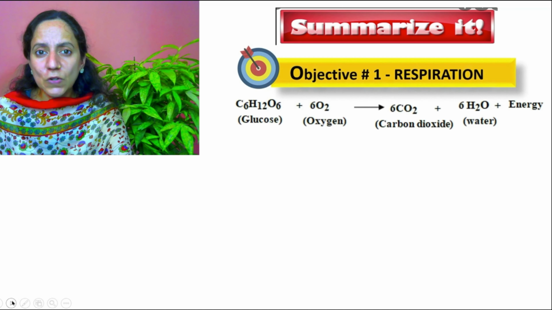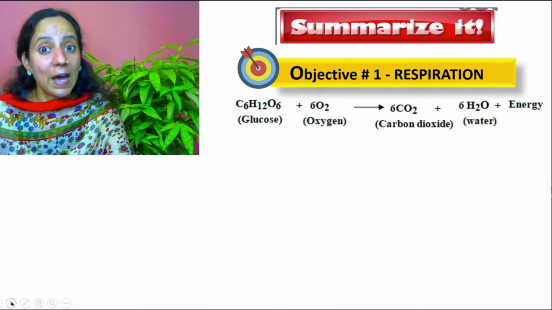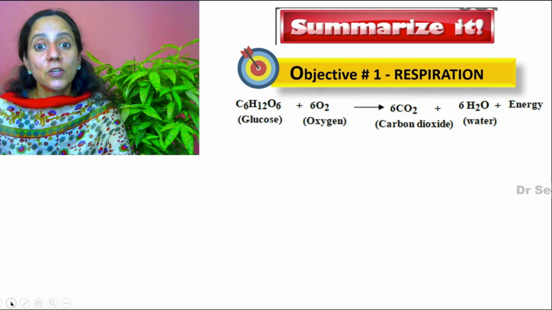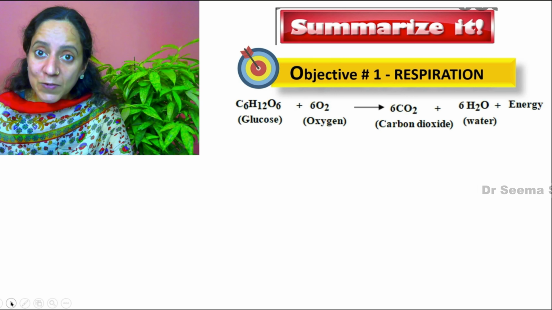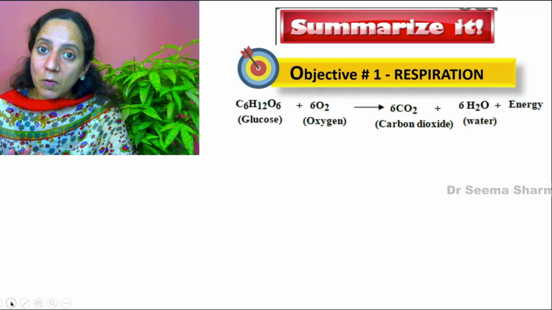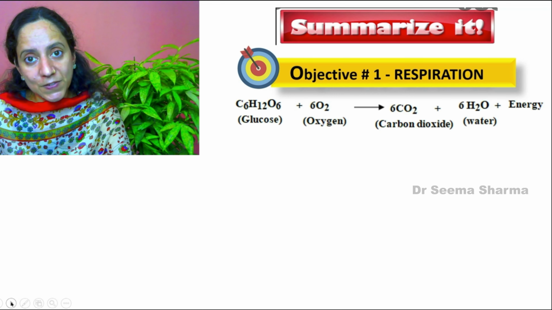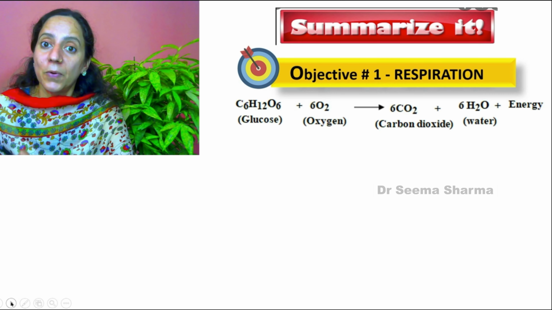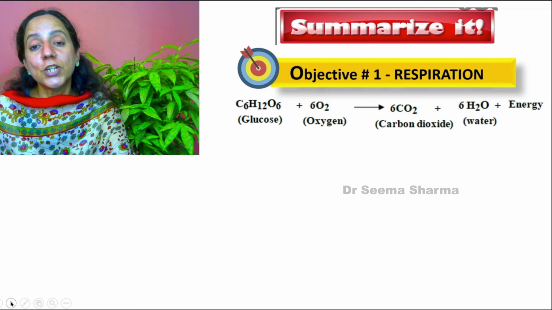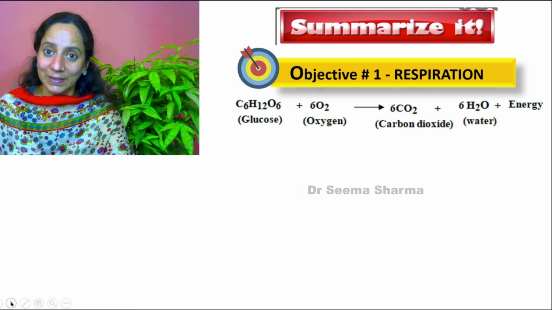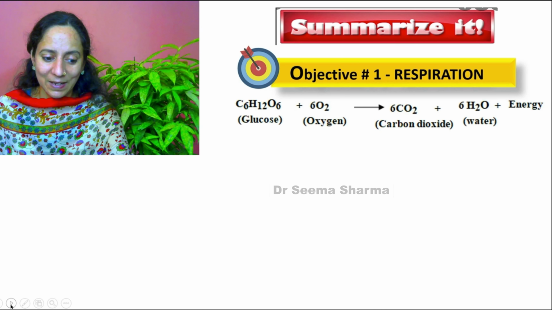Now it's time to summarize. So the first objective was, what is respiration and what is its importance? So here you came to know that respiration is one of the very important life processes. It helps in production of energy by oxidation of food, that is glucose.